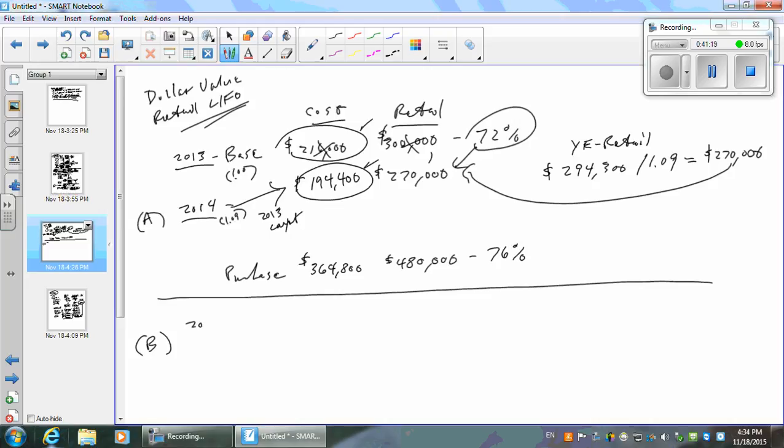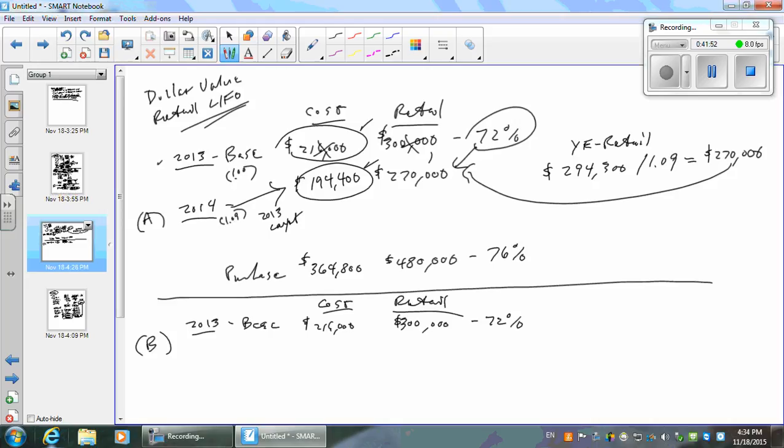We have the 2013, same as this, base, cost, retail. Okay, it's 216,000 at cost, that's where we started, and 300,000 at retail, and we calculated that that's 72%. We are going to keep that layer if we add to it, right? Last time we depleted it, I think this one looks like we're going to add to it, doesn't it?